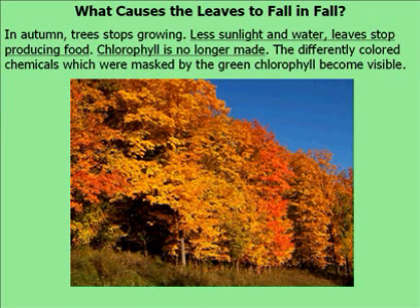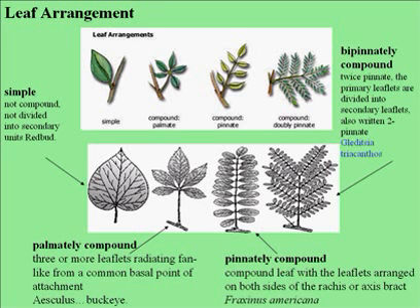When you're describing trees by their leaves, it's important to know the different terms related to leaf arrangement. You have simple leaves, which is one leaf, one stem, not compound, not divided. You have palmately compound leaves, which have 5 leaflets. You have pinnately compound leaves, which consist of leaflets arranged on both sides of the rachis or the stem.